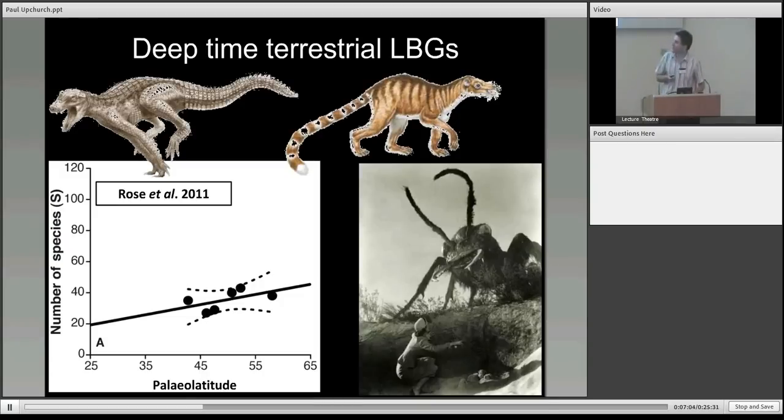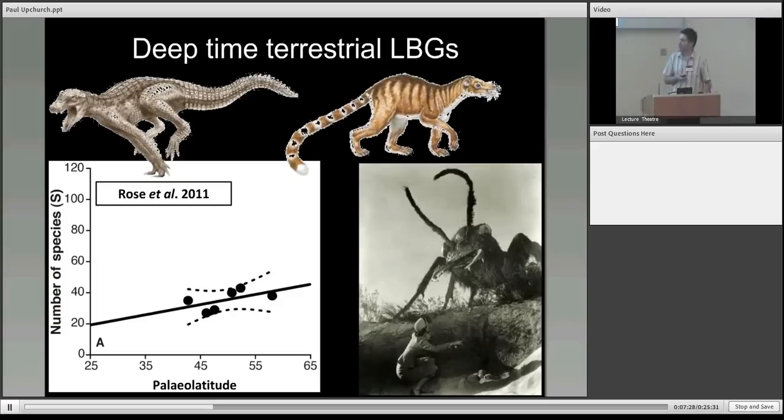So all of these studies here, one on dinosaurs by myself and my colleagues that I'll be going into more detail on, one by Archibald et al. on Cenozoic insects, and one by Rose et al. on Cenozoic mammals, all take sampling into account. And what they found is potentially a rather interesting and unexpected pattern in the terrestrial world.